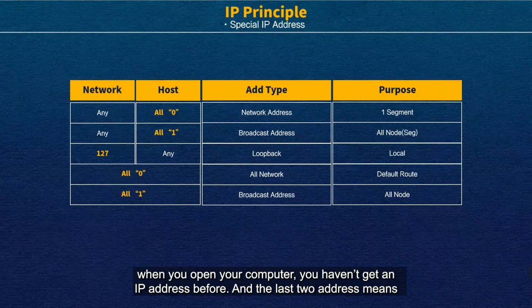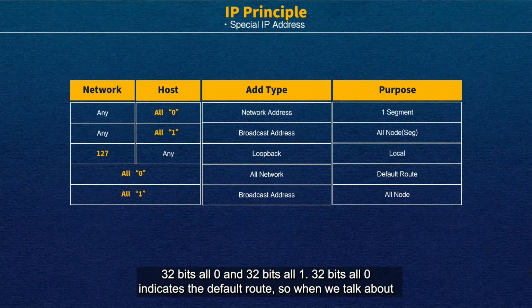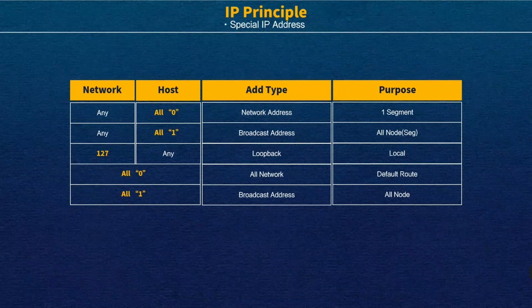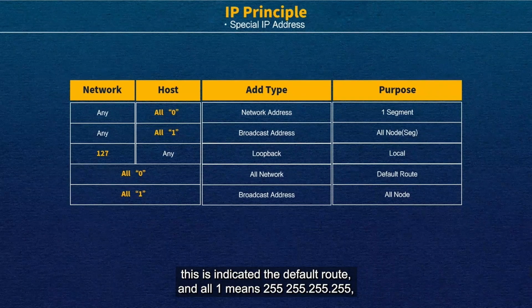Okay, because maybe when you open your computer, you never get an IP address before. And the last two addresses mean all 32 bits 0 and all 32 bits 1. All 32 bits 0 indicates the default route. So when we talk about the routing information, we will use this one. 0.0.0.0 cannot be used. This indicates the default route.